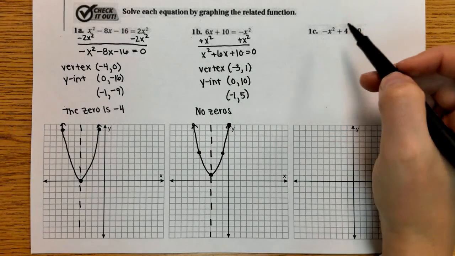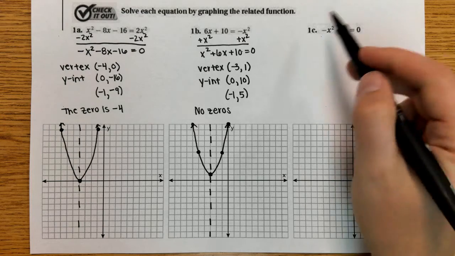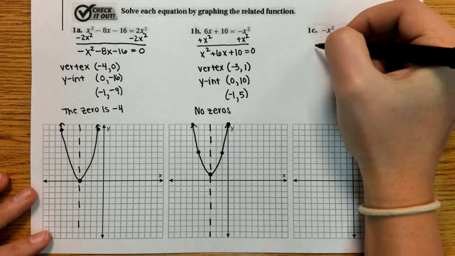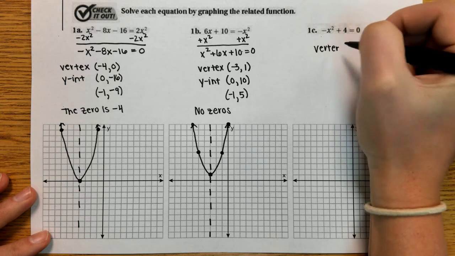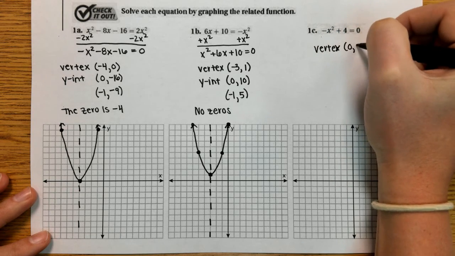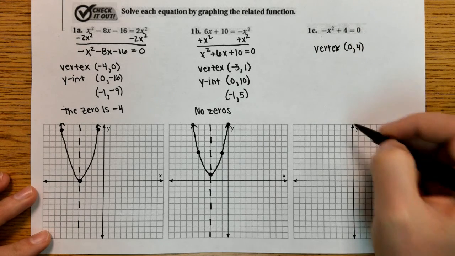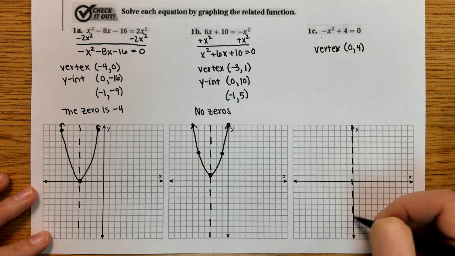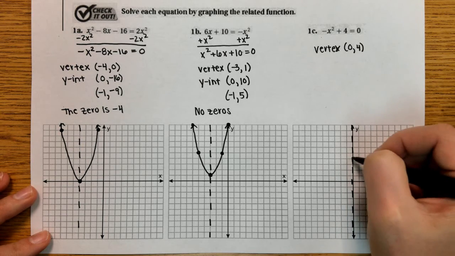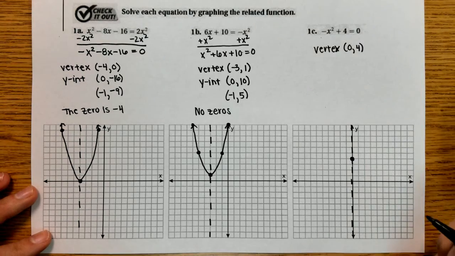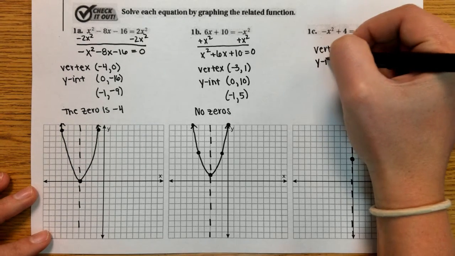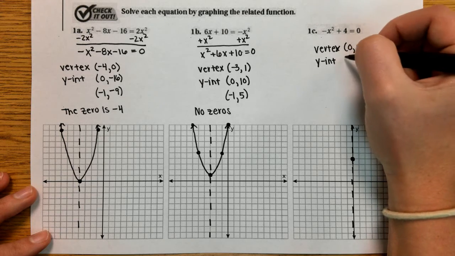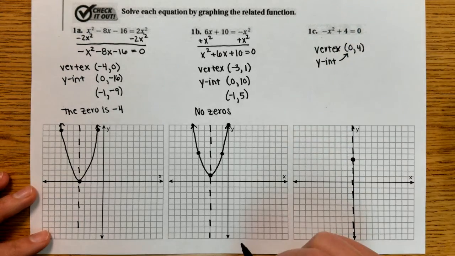C, I have negative x squared plus 4 equals 0. This is in standard form. So here, my axis of symmetry is going to be 0, and my vertex will be (0, 4). So axis of symmetry is when x is 0, so that's our y-axis, so this guy right here. And then (0, 4) is my vertex. And then to get my y-intercept, I'm going to substitute in 0 for x, which this guy is my intercept.